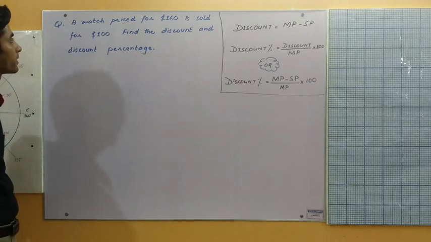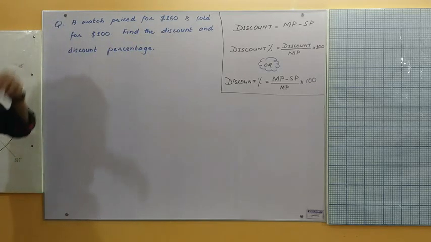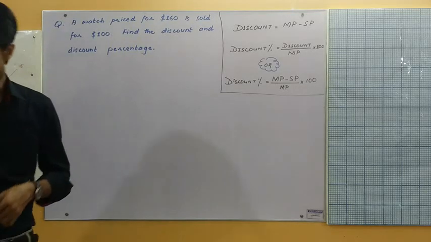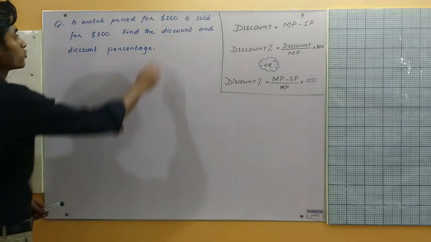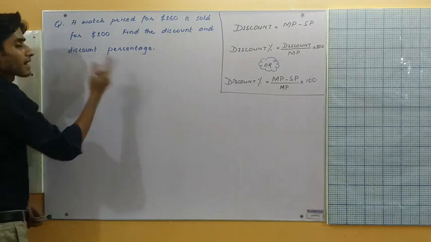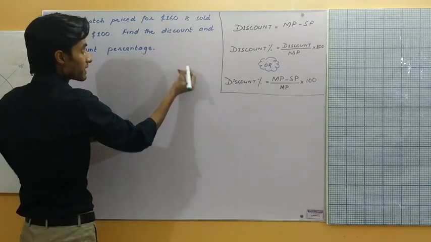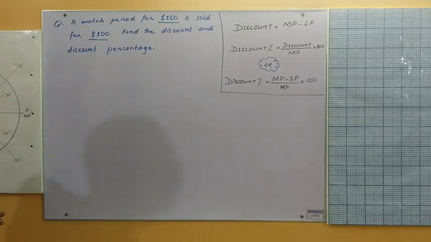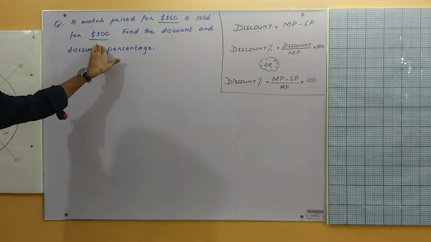So there is a question here: a watch priced at $160 is sold for $100. Find the discount and the discount percentage. You can very clearly see in this question there are two things given and two things to be calculated. First of all, you need to gather the data from this question: 160 and 100. A watch priced at $160 is sold for $100. So this definitely is the selling price.